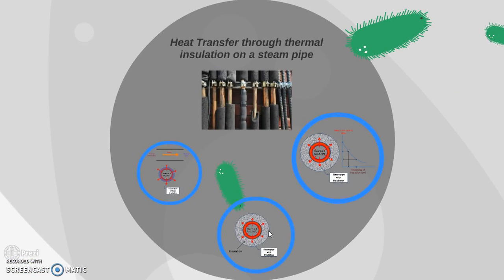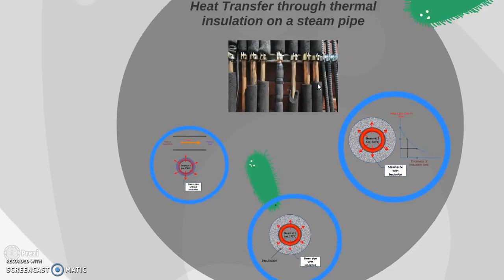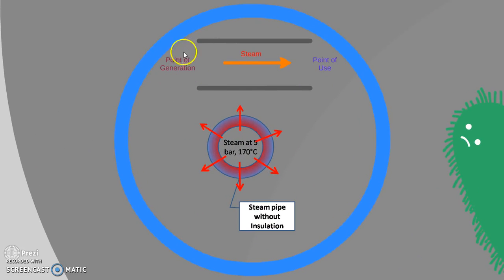Now we'll focus individually on each and every problem that I just discussed. The first problem is related with heat transfer through thermal insulation on a pipe, and specifically here we are talking about a steam pipe. Because in most industries, steam is required at different locations for different types of purposes, and hence there is a need to transport steam from a certain generation point to the different points of use. So let us consider that there is one point of generation at which the steam is generated, and then this steam is transported through a piping system to the different points of use.